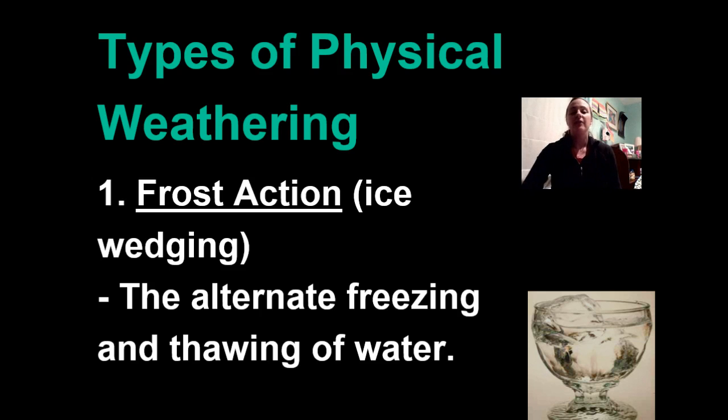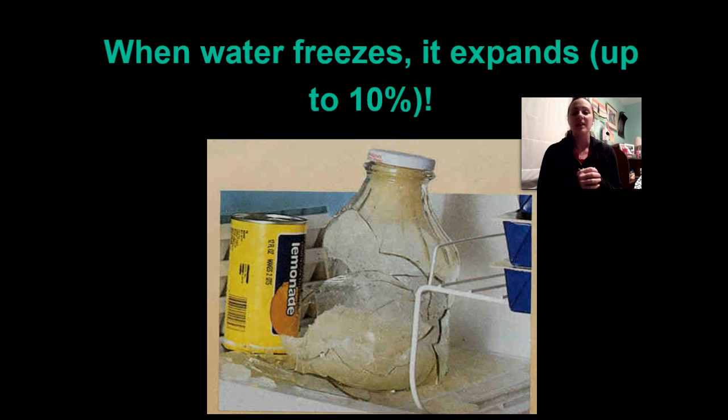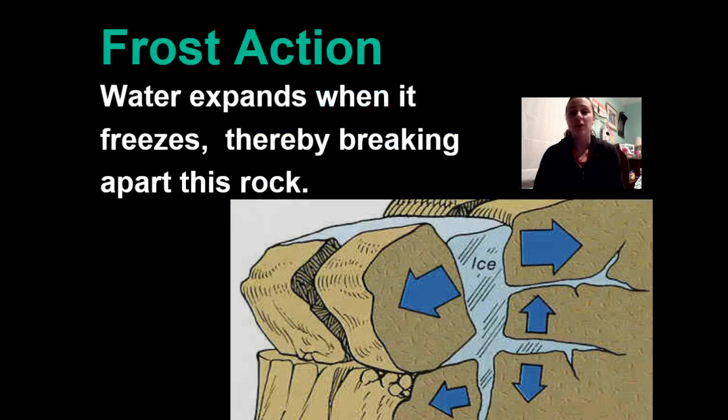Now the alternate freezing and thawing of water causes the water to go into a solid and then back into a liquid. And the important thing about this is that when water freezes, it expands. In fact, it can expand up to 10%. I don't know if any of you have experienced what's going on in this picture, but if you put a glass jar of juice or liquid in the freezer, because the liquid will expand, that jar could break. And that's actually what happens with our Earth's surface.